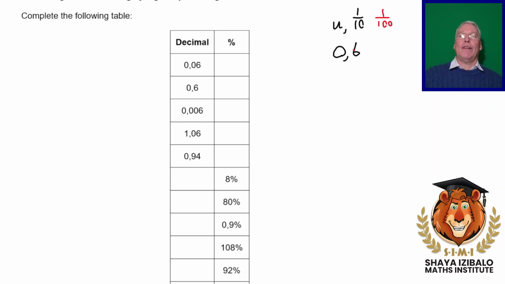So what we've got here, we've got 6 in the tenths column, and that's just 6 tenths. This one is a 6 in the hundredths column, 6 hundredths. Now if it's 6 hundredths, then it's actually 6%. So this one is actually 6%.